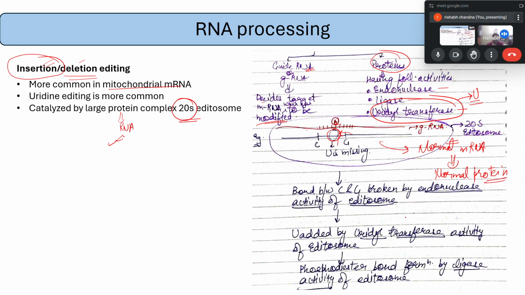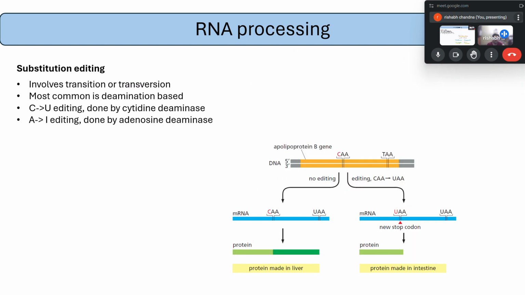Okay, so this was the main theme of the insertion or deletion editing. Now moving on to the substitution editing. Substitution is basically conversion of either of the base to any other. So we have two types of substitution. One is transition and another is transversion.